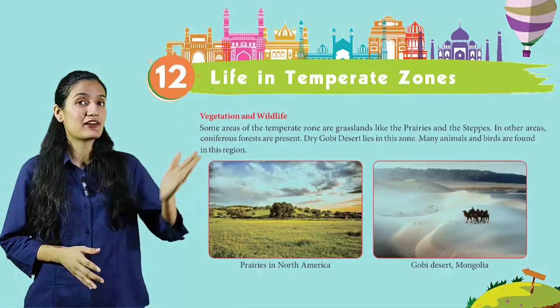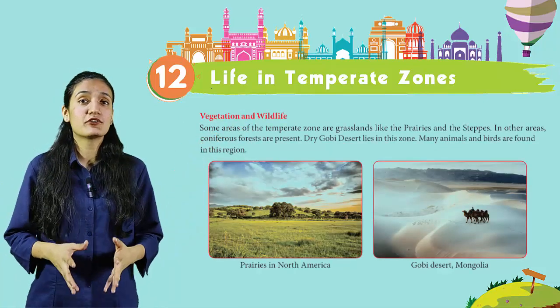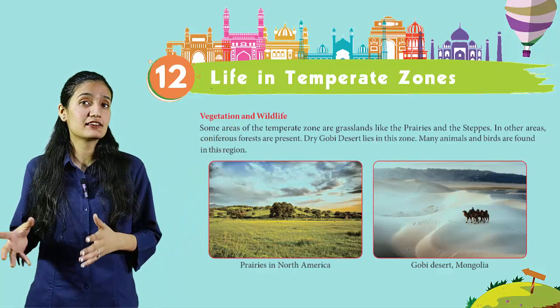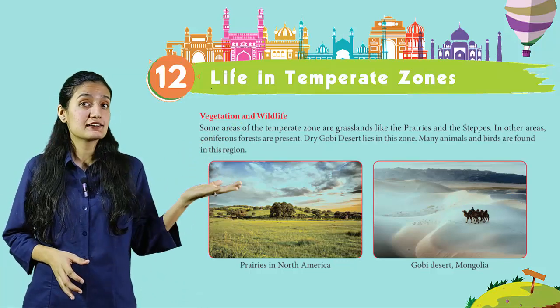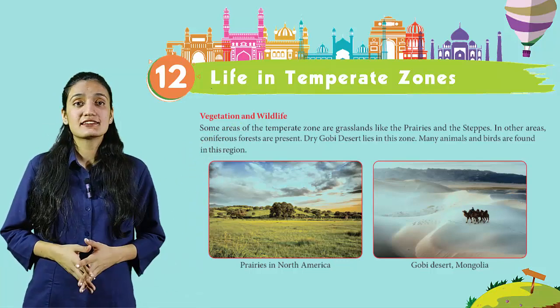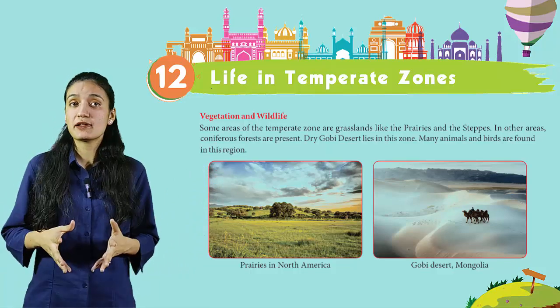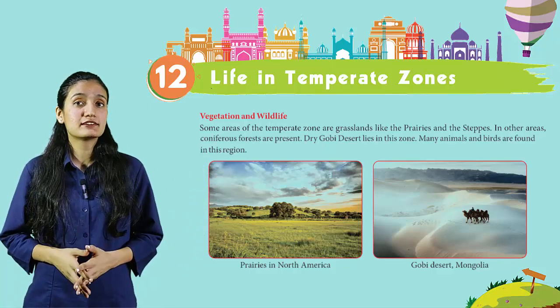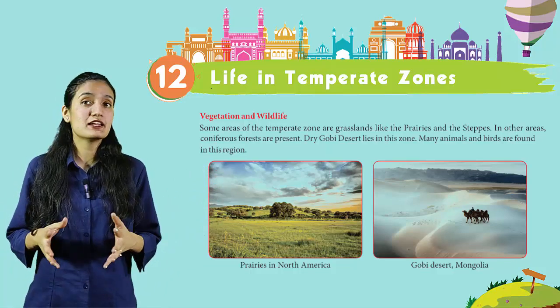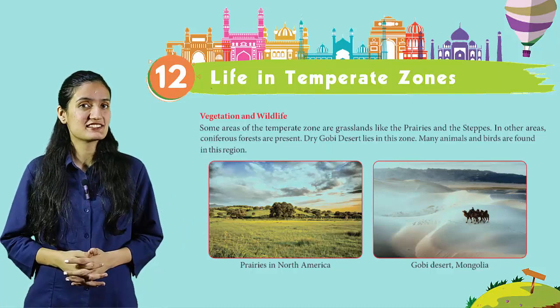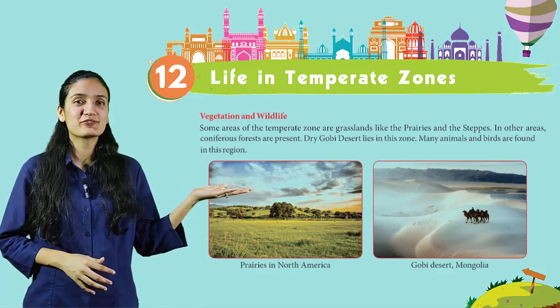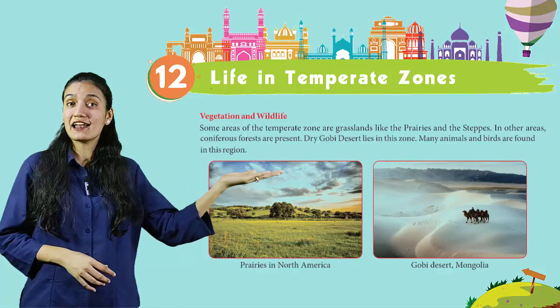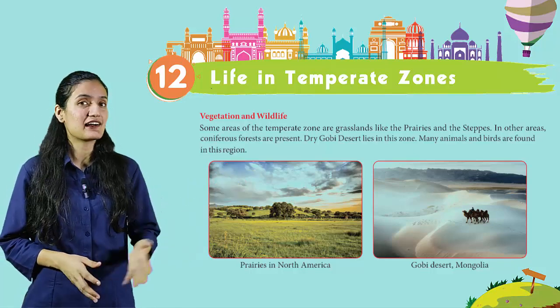Now, vegetation and wildlife. Some areas of the temperate zone are grasslands like the prairies and the steppes. In other areas, coniferous forests are present. Dry Gobi Desert lies in this zone. Many animals and birds are found in this region. Here you can see the pictures of prairies in North America and Gobi Desert, Mongolia.